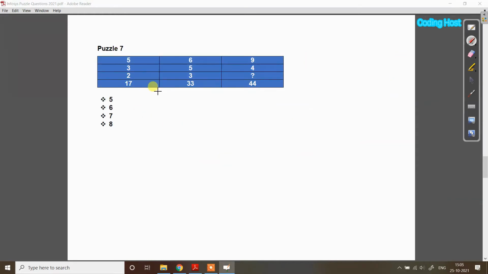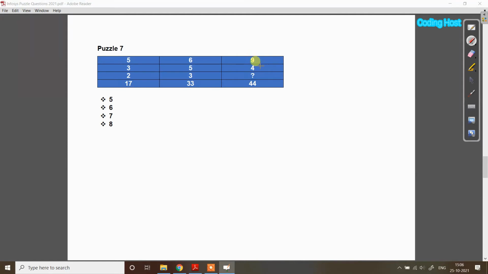You can see that the larger numbers are on the last row. So it means that there is some logic in the columns and not in the rows. So 5 into 3 is 15. 15 plus 2 is equal to 17. Yes. Now here 6 into 5 is 30, and 30 plus 3 is 33. So yes, this is the right logic here.